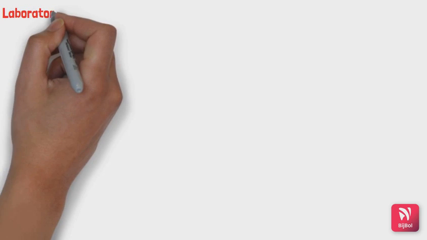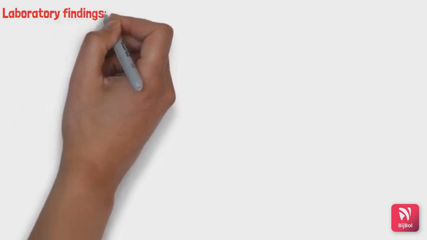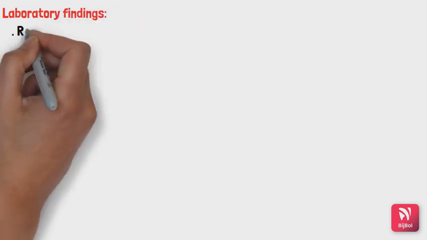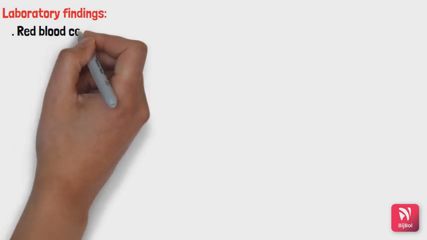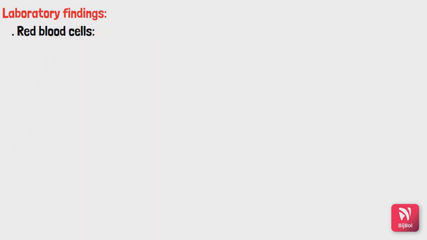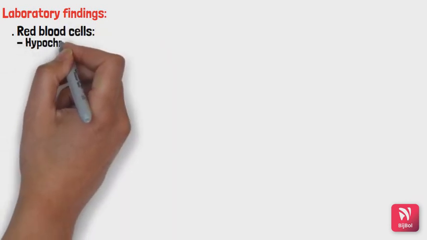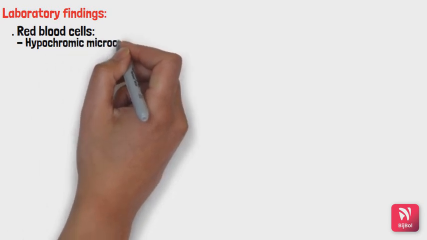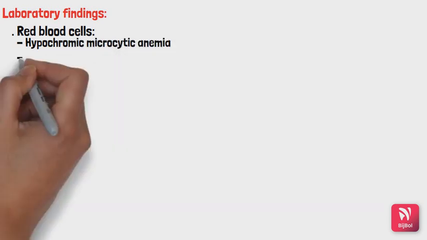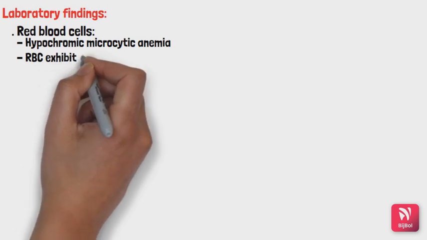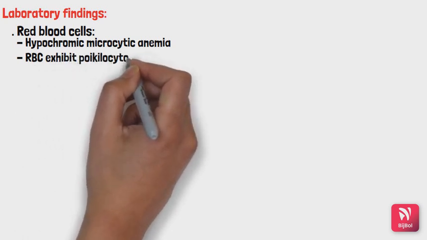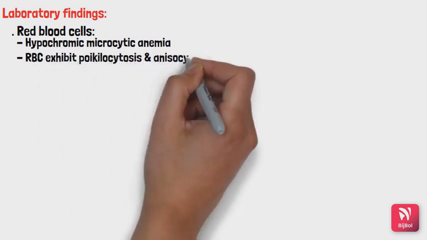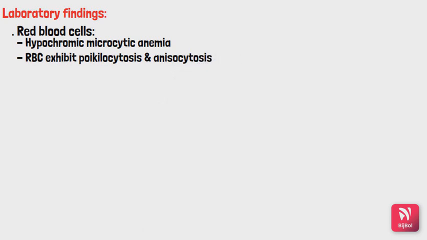Now let's see laboratory findings. As this is a type of anemia, we will see features in red blood cells. Here the feature seen in red blood cells is hypochromic, because of lack of hemoglobin, and microcytic because cells will be smaller. And the RBCs exhibit poikilocytosis and anisocytosis. And if we see the peripheral smear, the RBCs will be in the form of target cells.